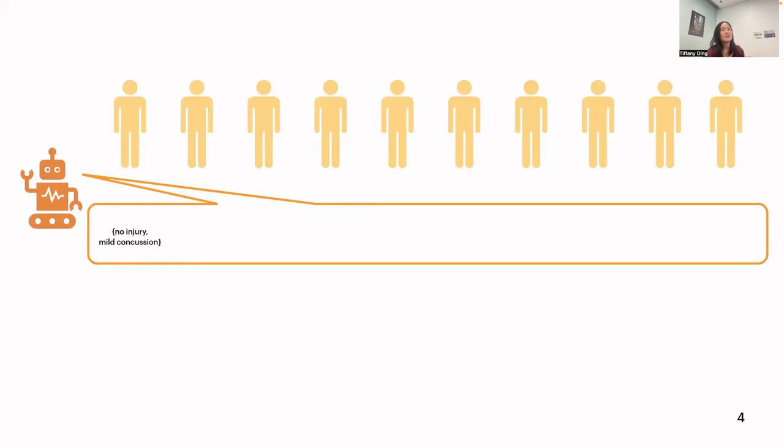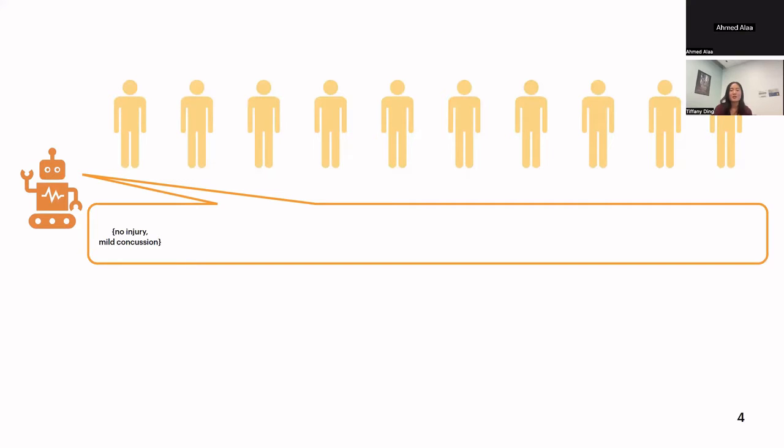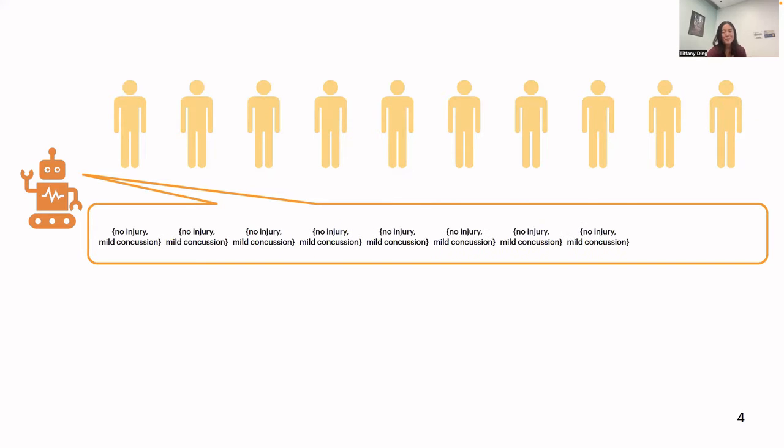The first patient, the algorithm outputs the prediction set no injury or mild concussion. And same for the second patient. And actually, it just outputs that for all 10 patients. But it turns out, actually, this last patient actually has an intracranial hemorrhage, so a very serious diagnosis.